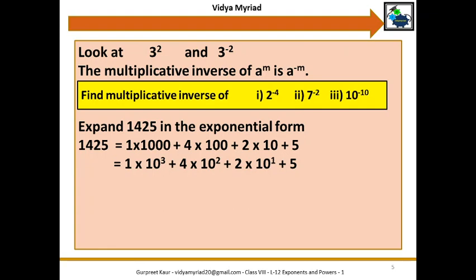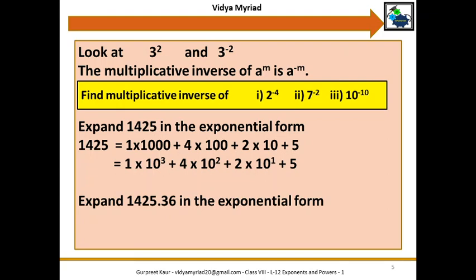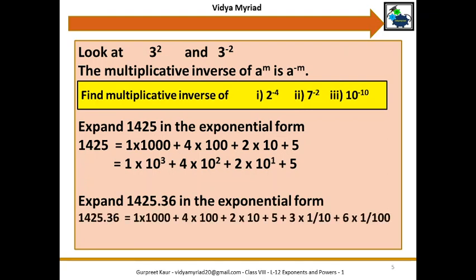Now there is a case when you have a decimal also. That also can be written in exponential form. You know how to write in expanded form. After the decimal, it will be in the form of 1 upon 10 or 1 upon 100. So when I write this, all will be the same. Look after the decimal, 3 into 1 upon 10 and 6 into 1 upon 100. Now when you have a division part and you have to convert it into exponents form, the power will become negative.